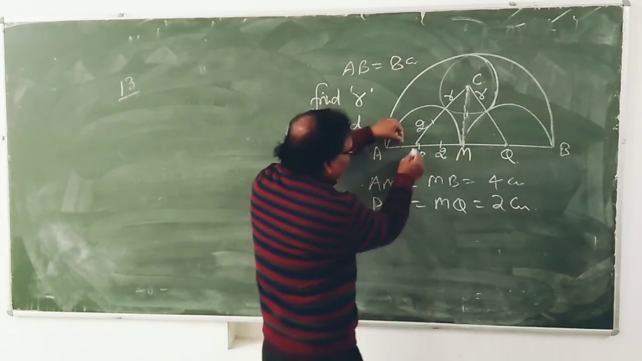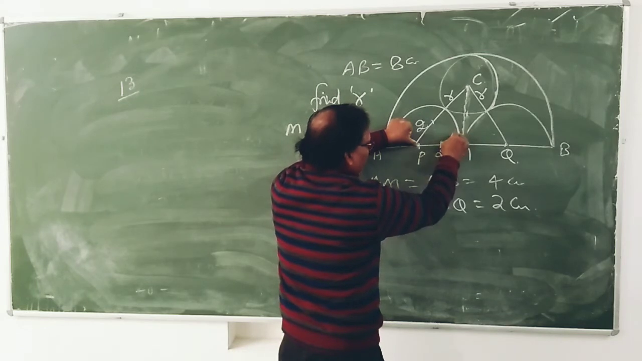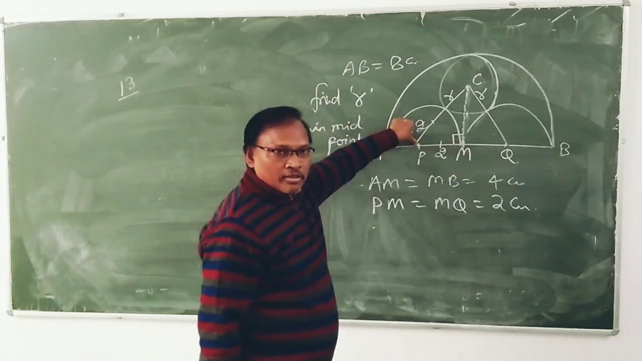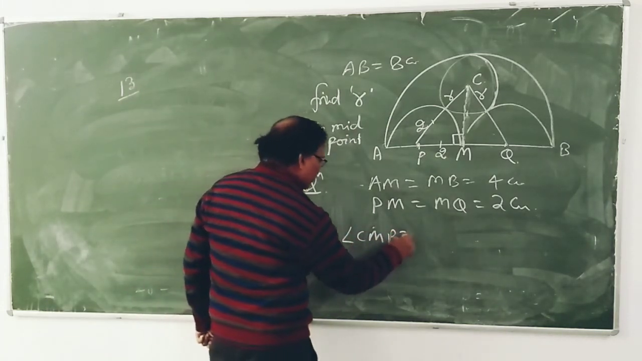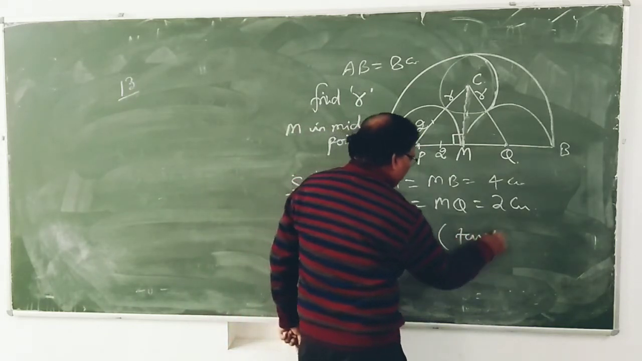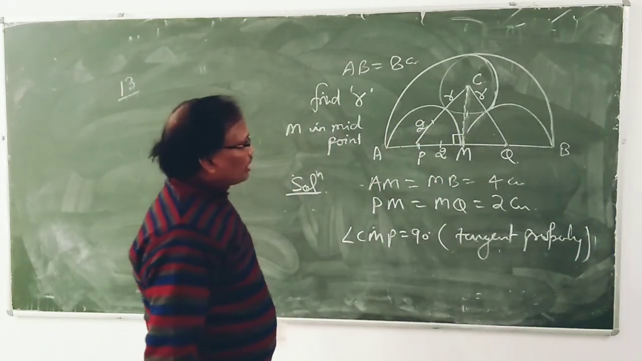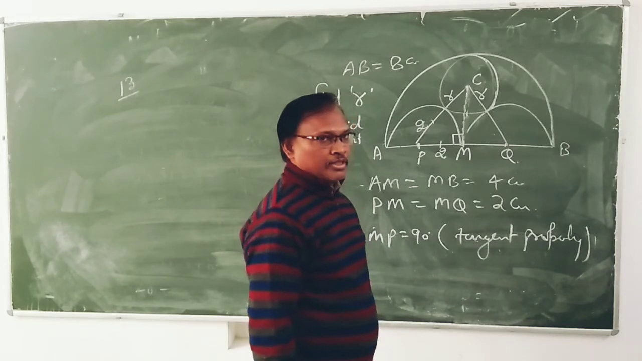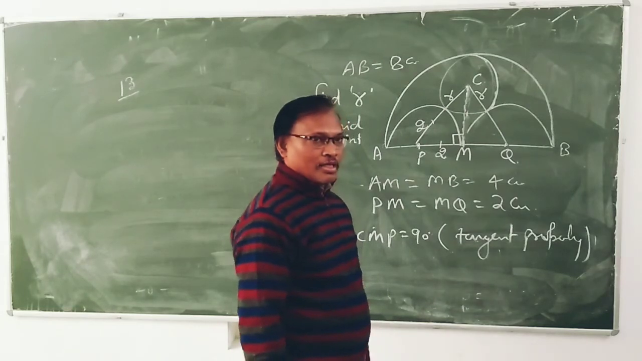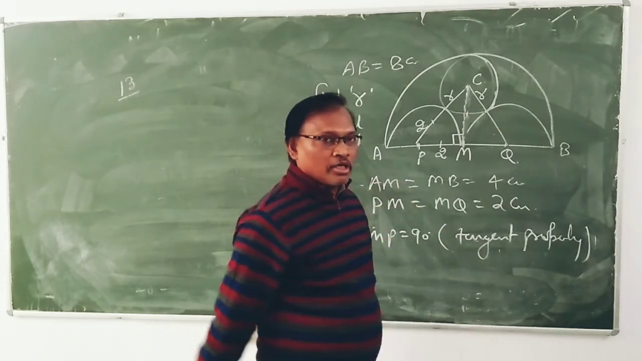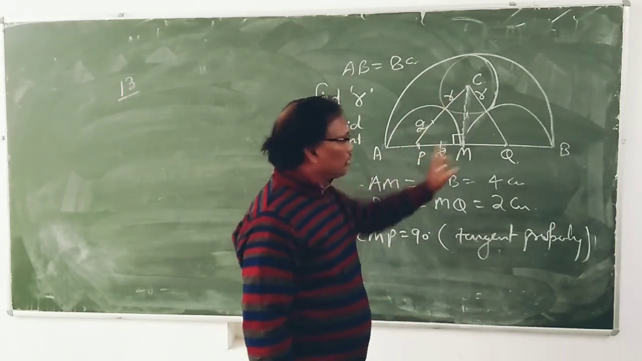If it is the tangent and this P is the center of this semicircle, तो ये जो join कर रहा है, this is always 90 degree by the tangent property. So you can write angle CMP is equal to 90 degrees by tangent property. But what is the CM? इसकी length कैसे निकलेगी? R you can get when you apply the Pythagoras theorem. और Pythagoras theorem के लिए all the three sides you want. Two sides are there, okay. But the last one.